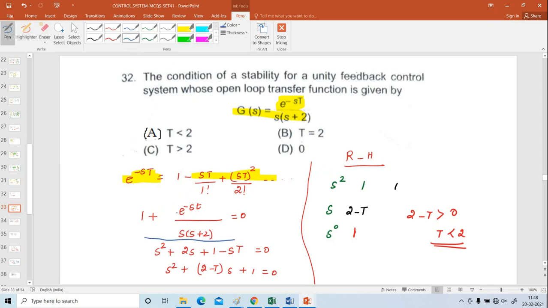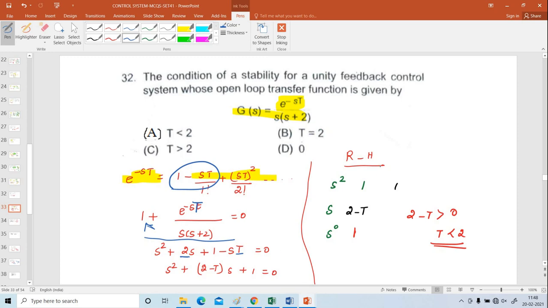The characteristic equation is 1 + G(s)H(s) = 0. H(s) equals 1, so put the value of G(s): 1 + e^(-sT) / (s(s+2)) = 0. Next I have to cross multiply: s(s+2) gives s^2 + 2s, plus 1. Here I only take the first two terms and neglect the higher order terms: 1 - sT = 0. So s^2 + (2 - T)s + 1 = 0.